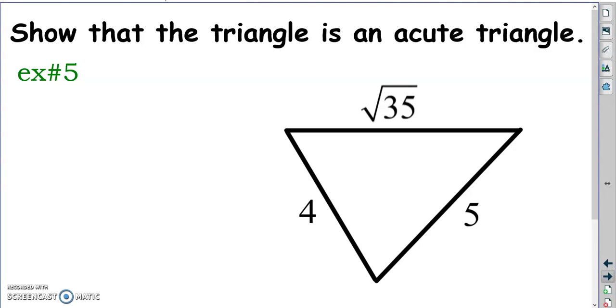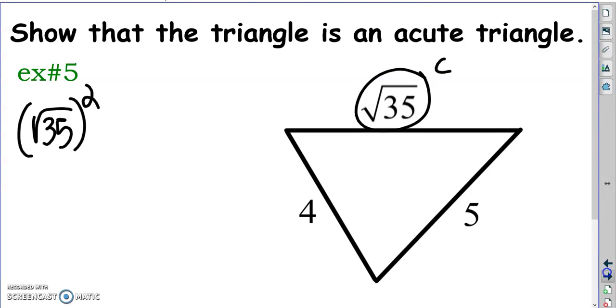Now here you might not know which side is the longest one. We know that the square root of 36 is 6, so we know the square root of 35 is just a little bit less than 6. If you have to, you can type it in your calculator and get the decimal. So this is our longest side, c. So let's take our longest side and square it. And we want to check, is that greater than, less than, or equal to a squared plus b squared? So 4 squared plus 5 squared.